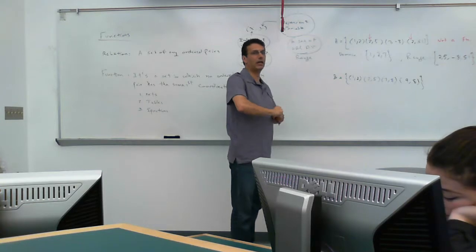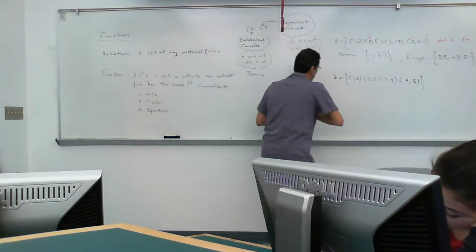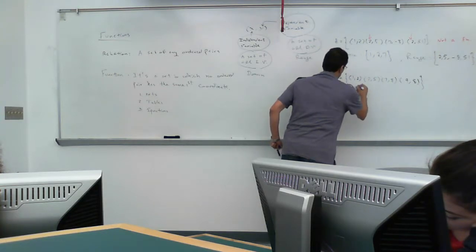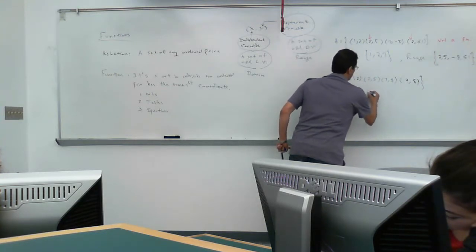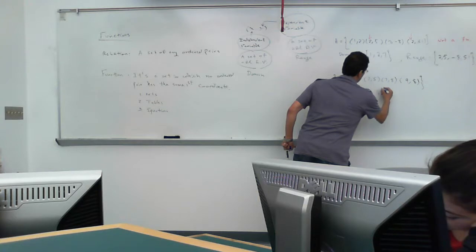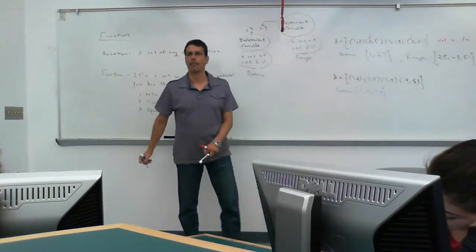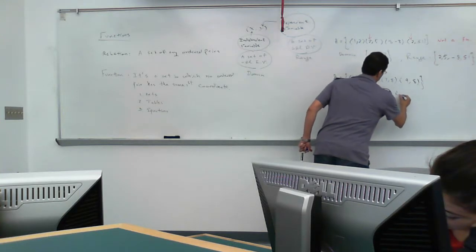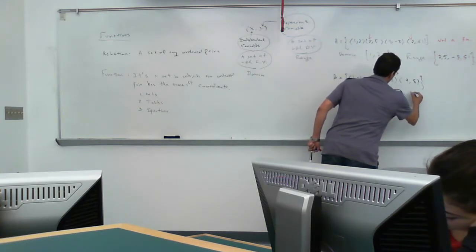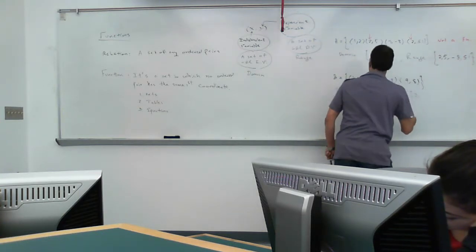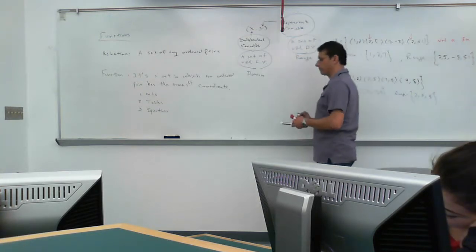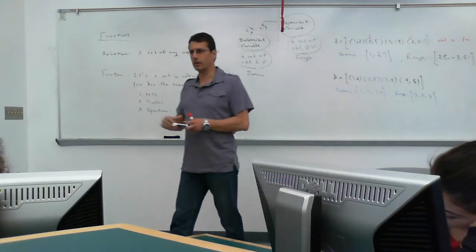Okay, let's look at B. What's the domain, everybody? 1, 2, 7, and 9. Range? 2, 5, 8. Now, this is fairly simple.